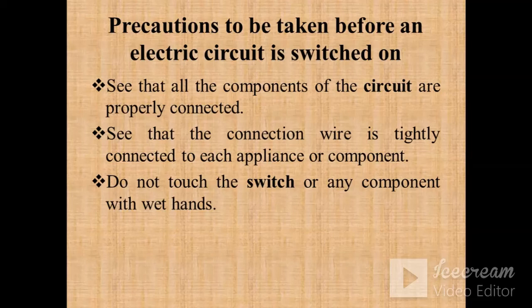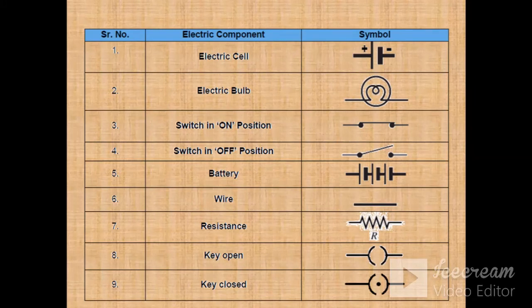Do not touch the switch or any component with wet hands. It is always advised that whenever you are switching the circuit on or off, your hands should be properly dried. They should not be wet, because we already know that the human body is a very good conductor of electricity. So due to the presence of water, the circuit may be completed and the electric current may flow through our body, which creates a shock and may even lead to the death of a person.